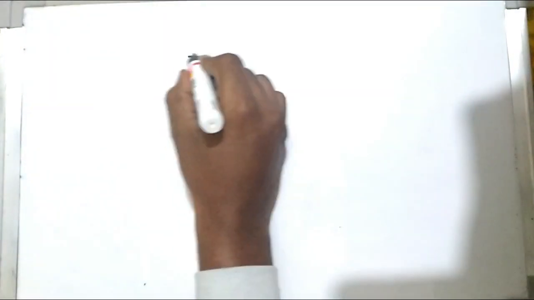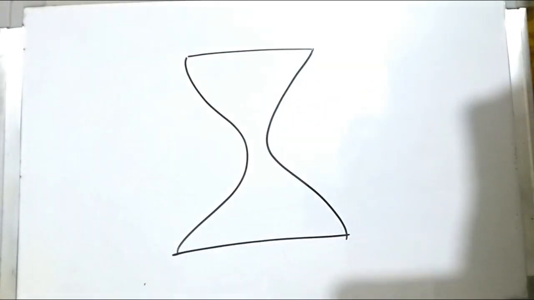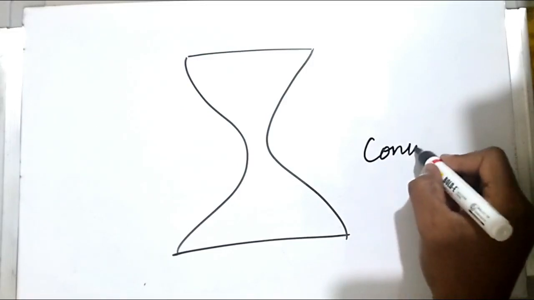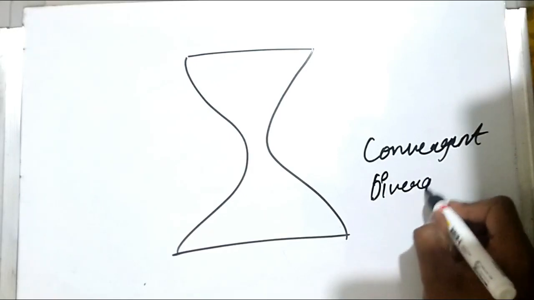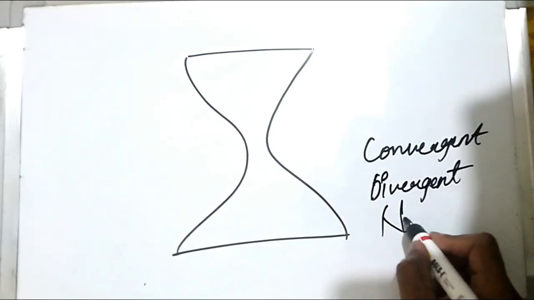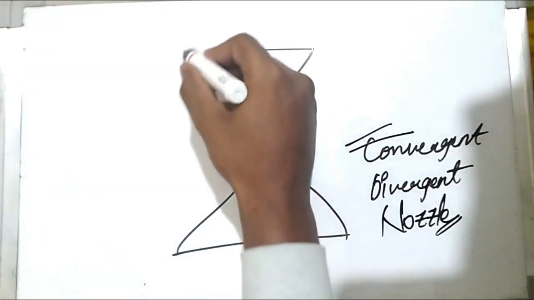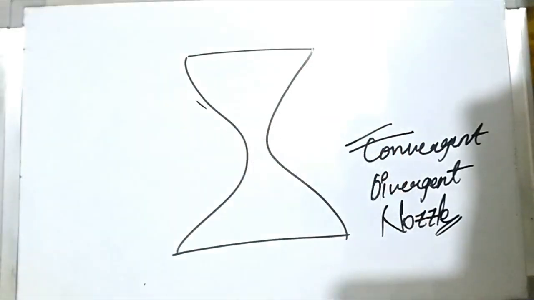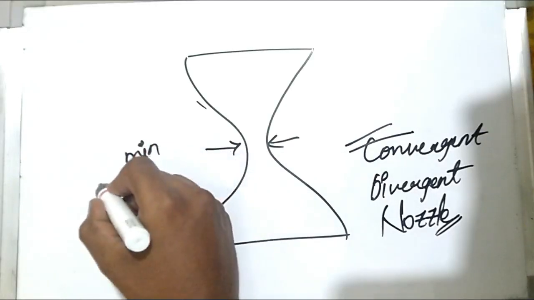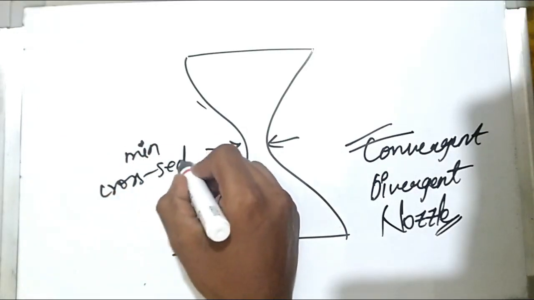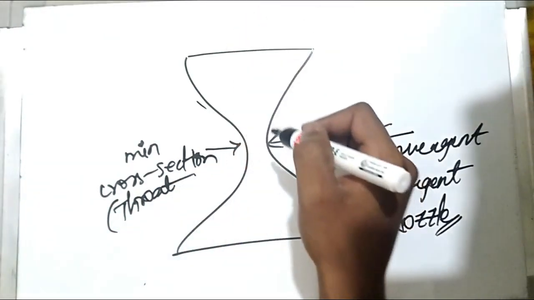Okay, so as I said, the shape of the nozzle will be something like this. This is nothing but the convergent divergent nozzle. Why? Because the cross section is decreasing and then increasing, attaining a minimum cross section over here. This is the minimum cross section, and this region is known as the throat of the nozzle.